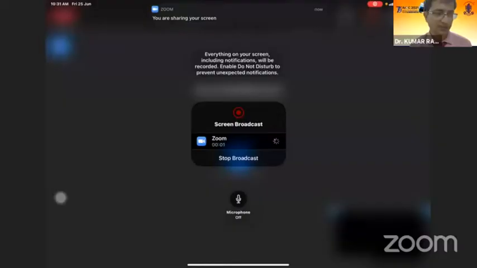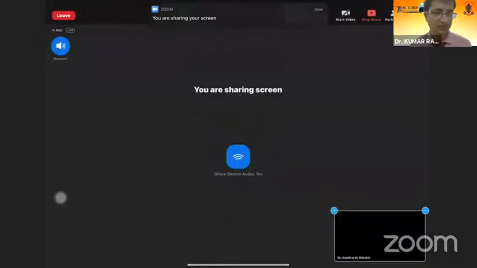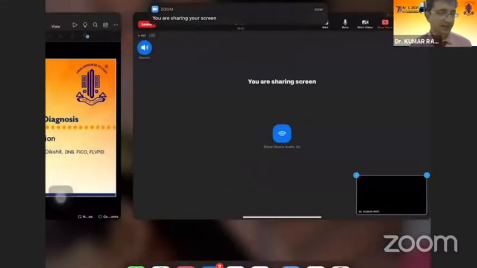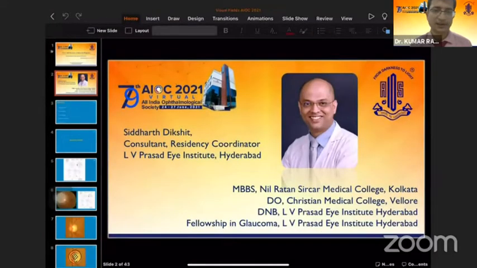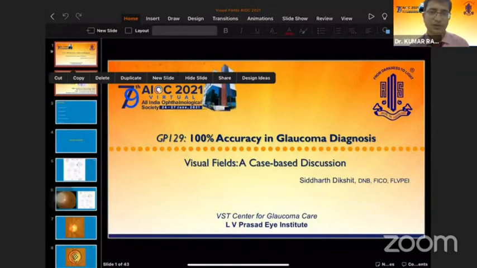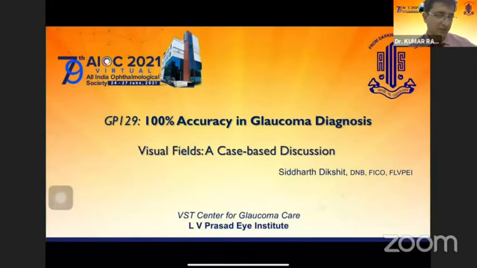Move the presentation of Dr. Siddharth Dikshit a little ahead. Just to introduce, Dr. Siddharth is an alumnus of CMC Vellore. He has done his DNB and fellowship from LV Prasad Eye Institute and is currently a faculty at LV Prasad Eye Institute. I had the opportunity to work and study together with Dr. Siddharth at LV Prasad during my fellowship.